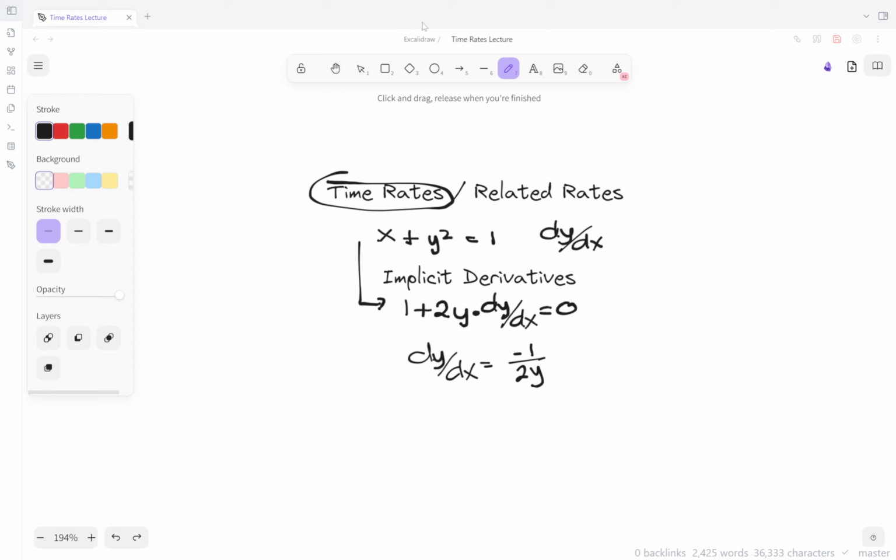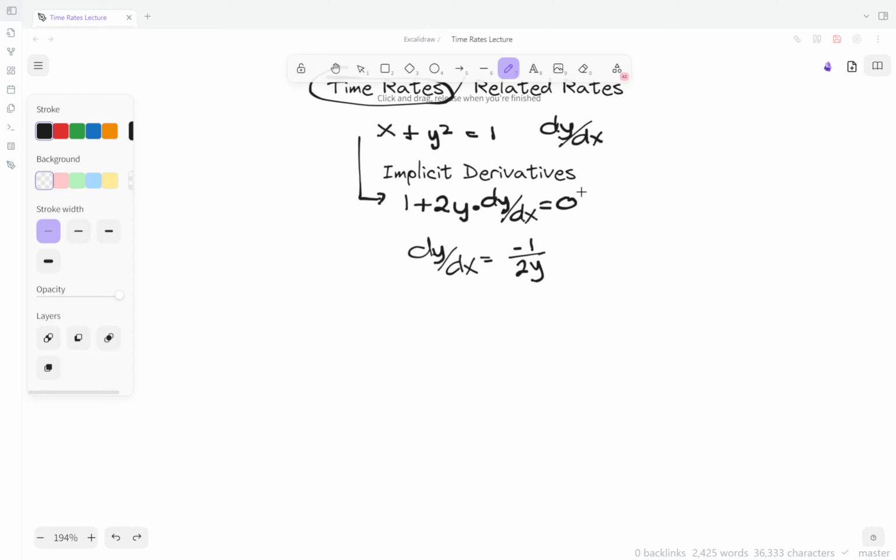So now, when you do that one, you're going to introduce a new variable, which is time. Commonly, we use the variable t to represent time. So let's try this again. For example, you wish to know the rate at which these variables change with respect to time. So that's the time rate derivatives right there.